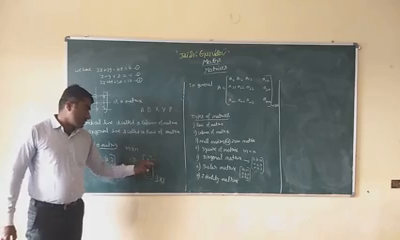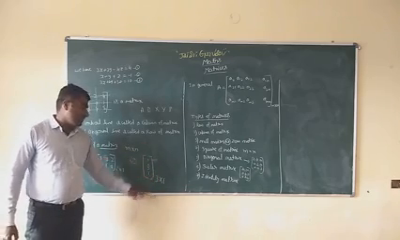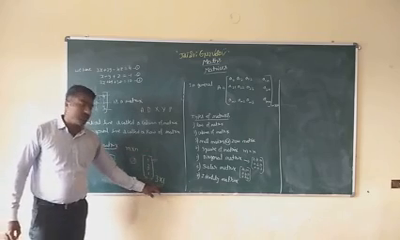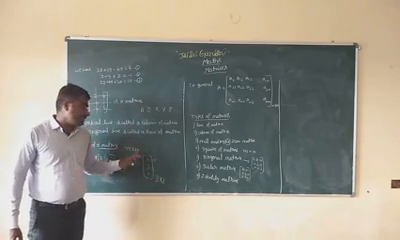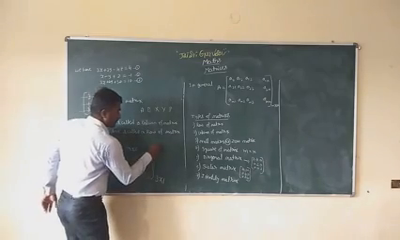One row, first row, second row, third row, 3 rows. Only one column. Therefore, here 1. 3 cross 1 is the order of its matrix. Another example.